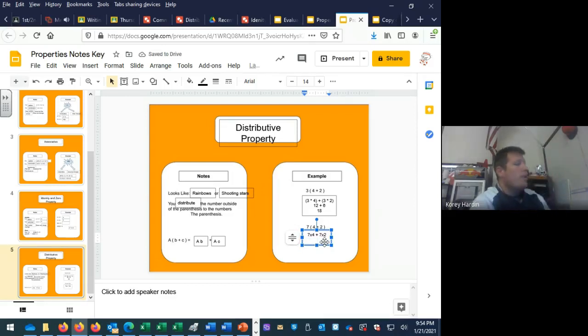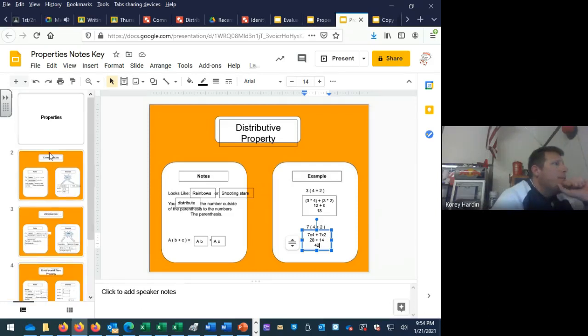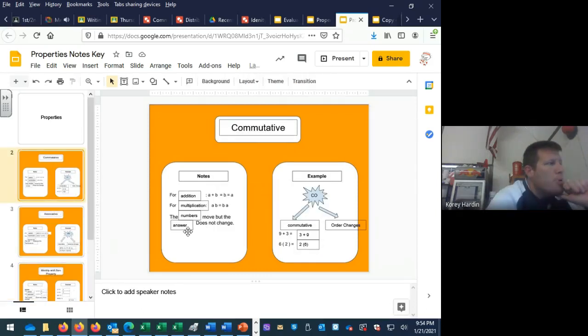7 times 4, the good old 7 times 4 is going to be 28. And then 7 times 2 is going to be 14. I combine those two together by adding. 28 plus 14 is going to give me 42. 42. Okay? So I have commutative property, numbers move, but answer does not change.